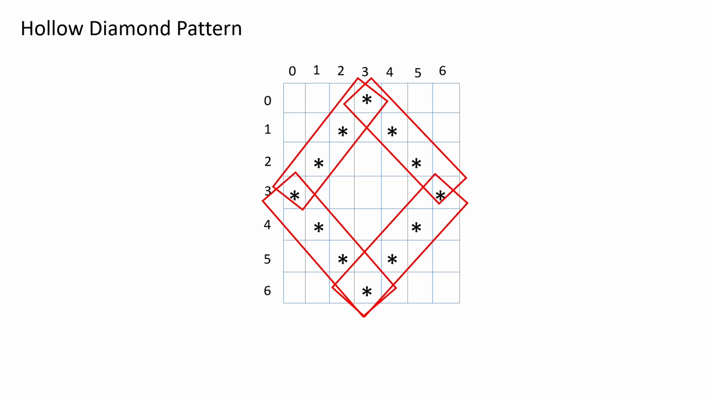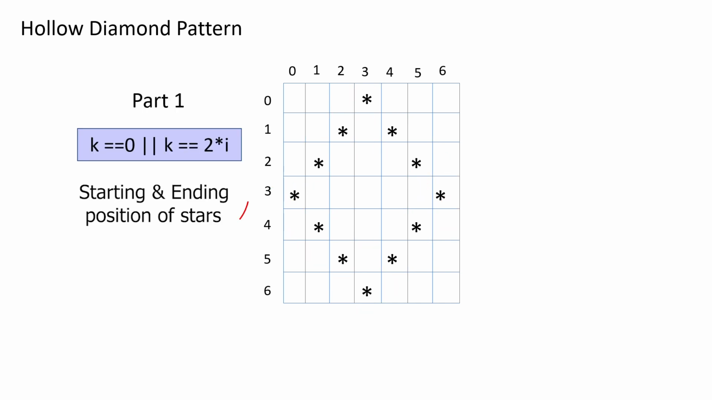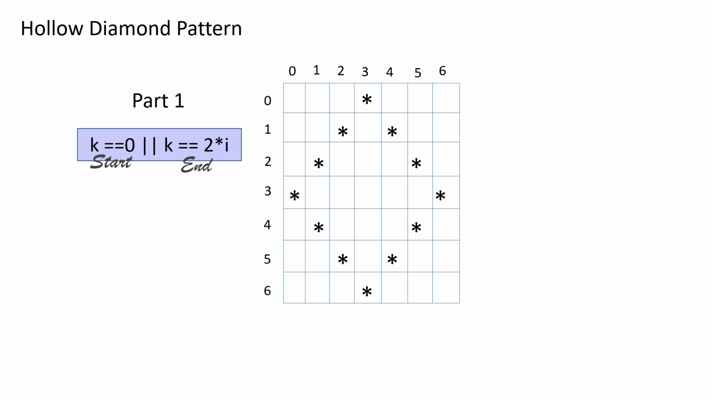The only thing we need to adjust is the stars. We want to print only those stars which are at the beginning and at the end of the rows. I came up with this. If k is at 0 or 2 into i, it will print a star. Otherwise, it will print a space. These are the starting and ending position of the shape.